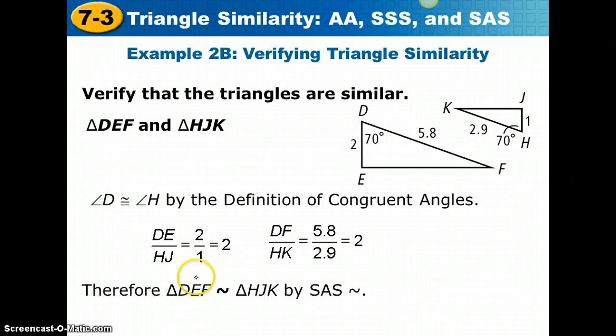Therefore, we can say that triangle DEF is similar to triangle HJK by side, angle, side similarity. SAS, and then the similarity symbol. Again, make sure you write this last sentence. That is the final part of this problem.